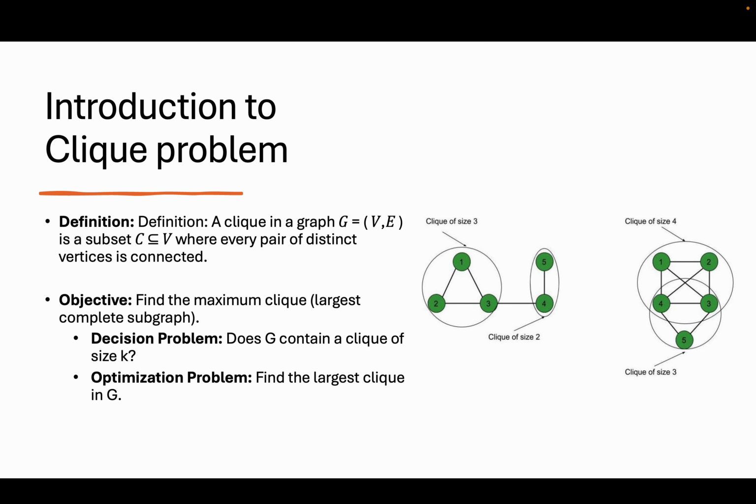There can be two versions of the problem. First is the decision version: given a number k, can we find a clique of size k? And second is the optimization version: what is the largest clique we can find in the entire graph? This might sound simple, but as we'll see, it's a very challenging problem, especially for large networks.